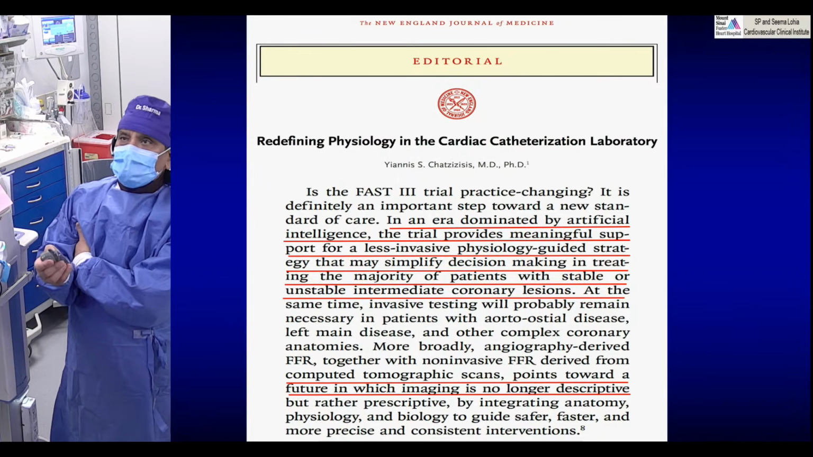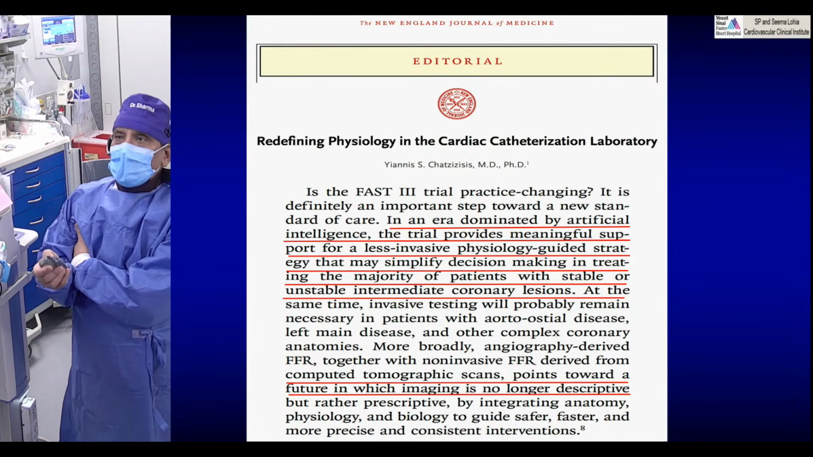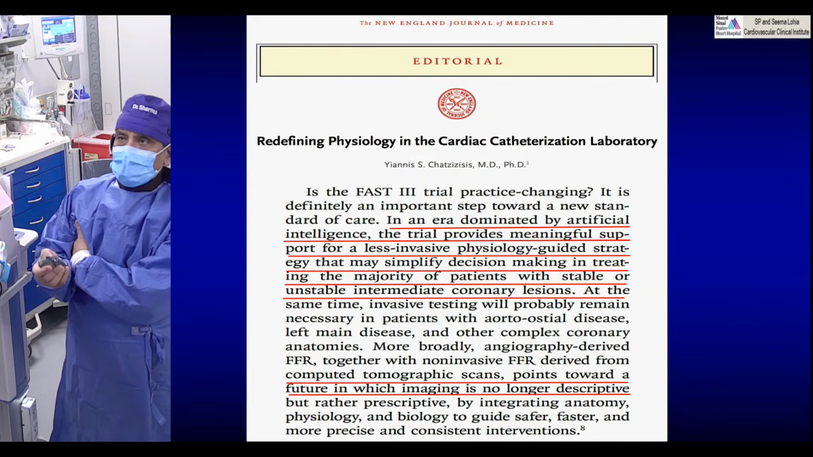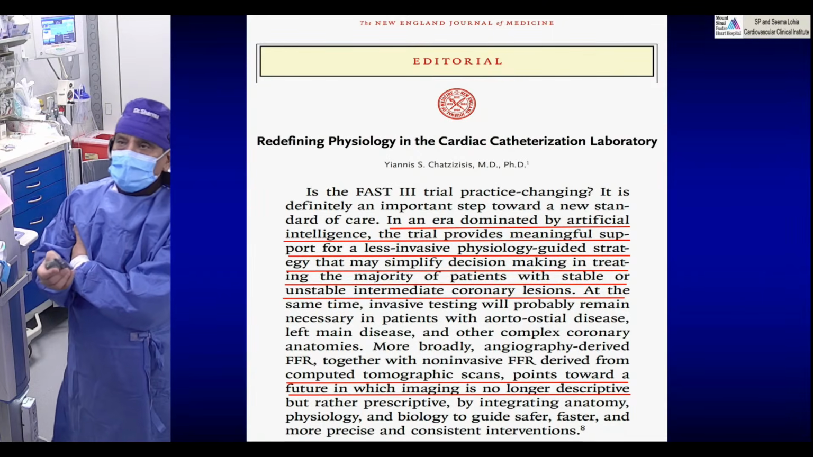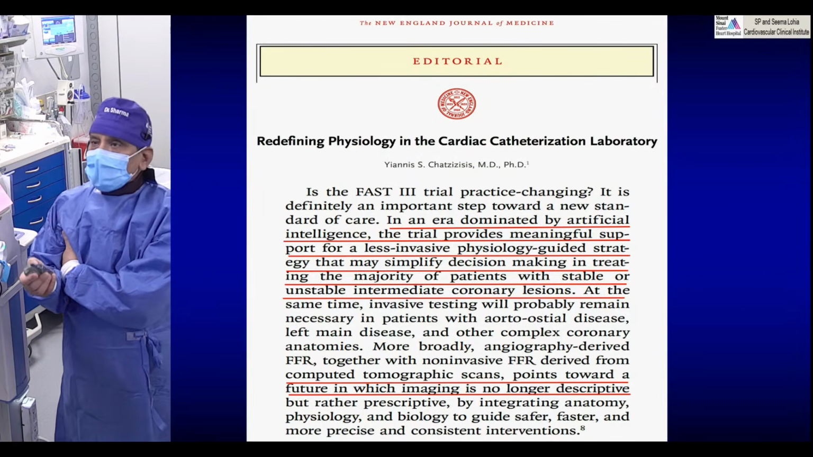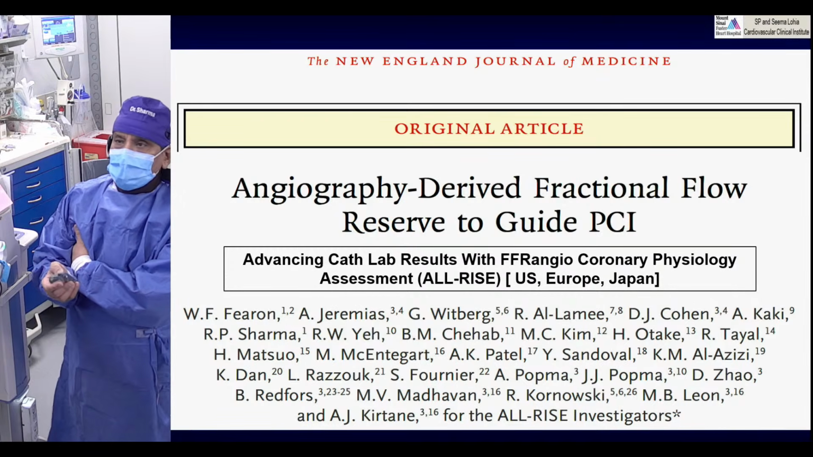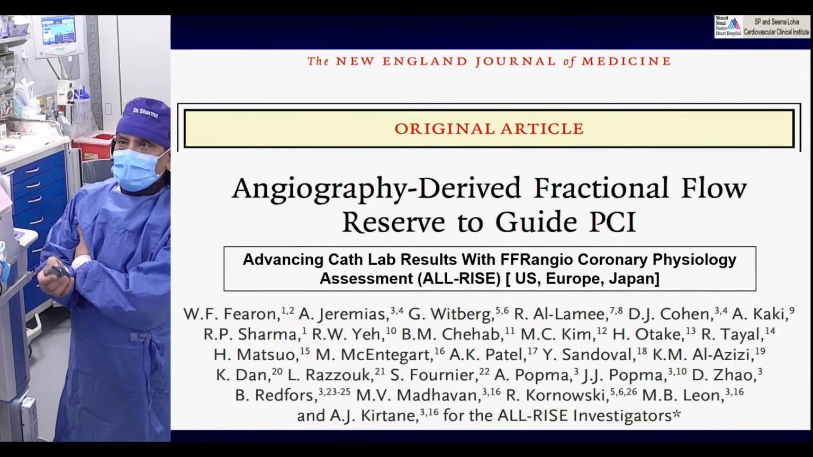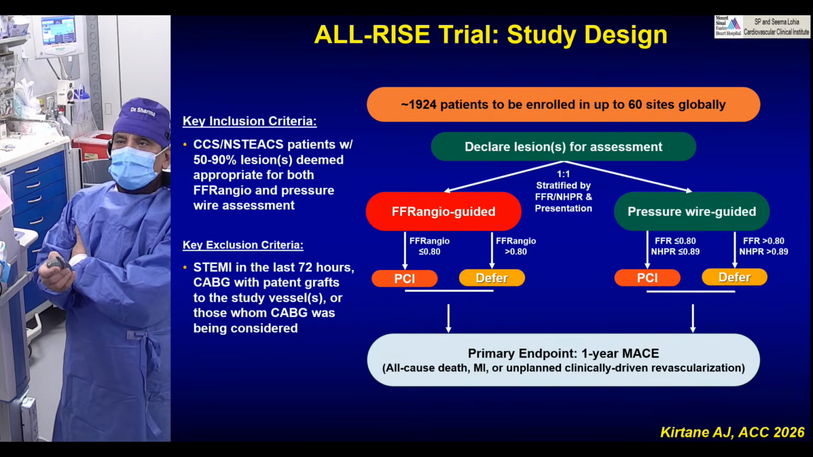Therefore, the question comes, what are we going to do now? Are we going to just change our physiology in the cath lab, or do we still continue imaging and invasive FFR in this era of artificial intelligence? They're basically saying that you need to combine both. In many cases you can avoid the invasive FFR, which is good. Second is ALL-RISE, also angiography derived fractional flow reserve by a 3D computerized system. Same, it is also cost effective.